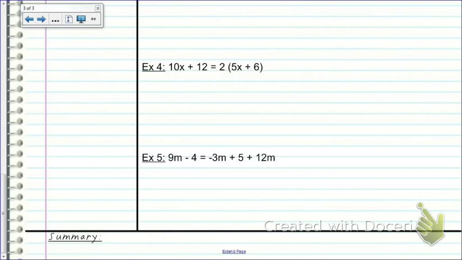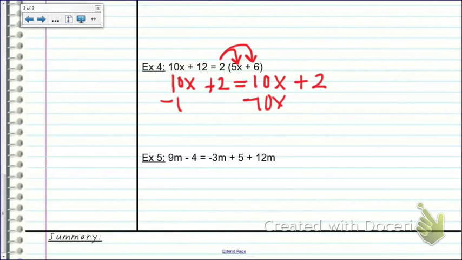What would you do first, Kiki? I would distribute also. So on the right-hand side, we're going to distribute. And that's going to give me 10x plus 12 equals 10x plus 12. What do you notice? What happened? They're exactly the same. If I were to keep solving, so if I were to subtract 10x, what happens to all my 10x's? They cross out, so I would have 2 equals 2. Is that a true statement?